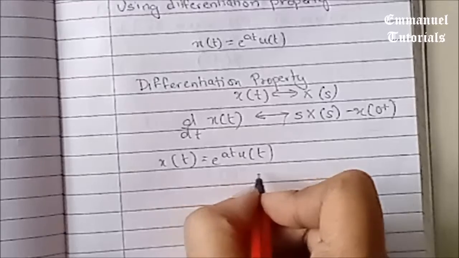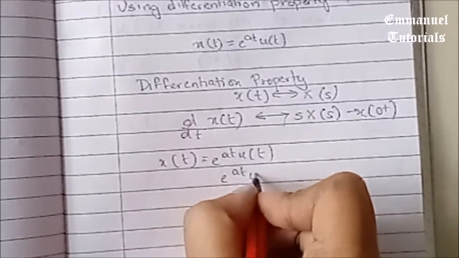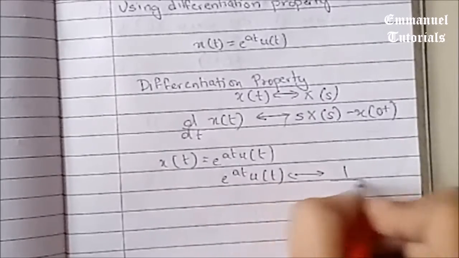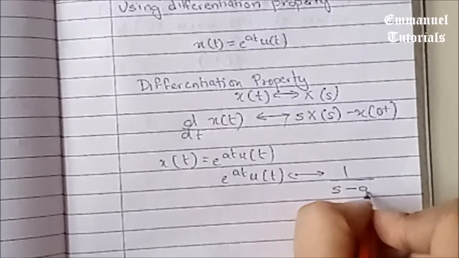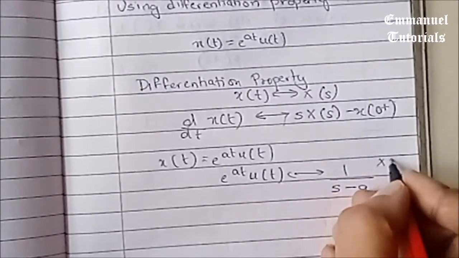So what does it say? E raised to at u of t Laplace transform is 1 by s minus a. This is our x of s.